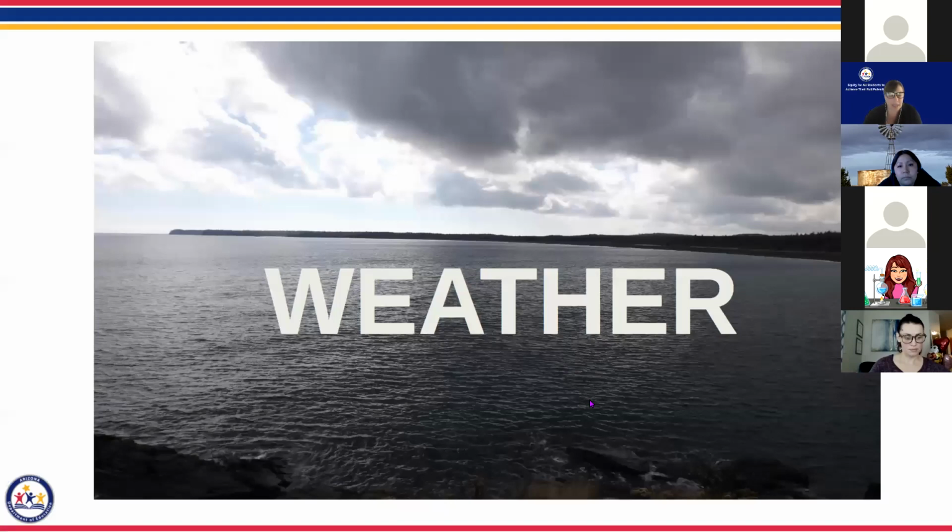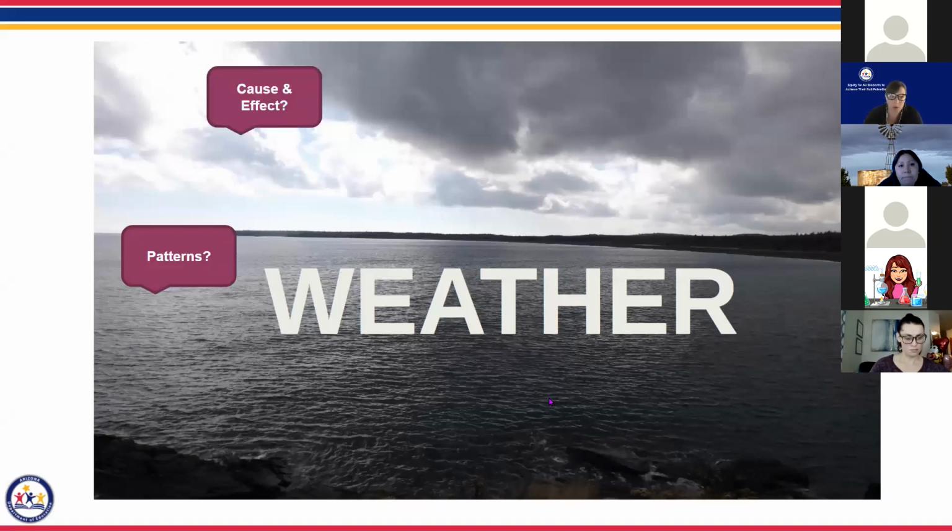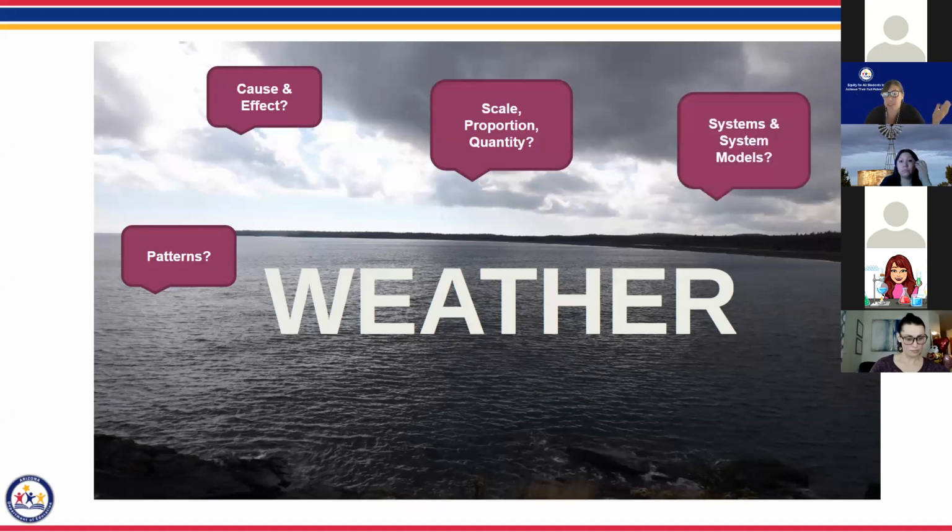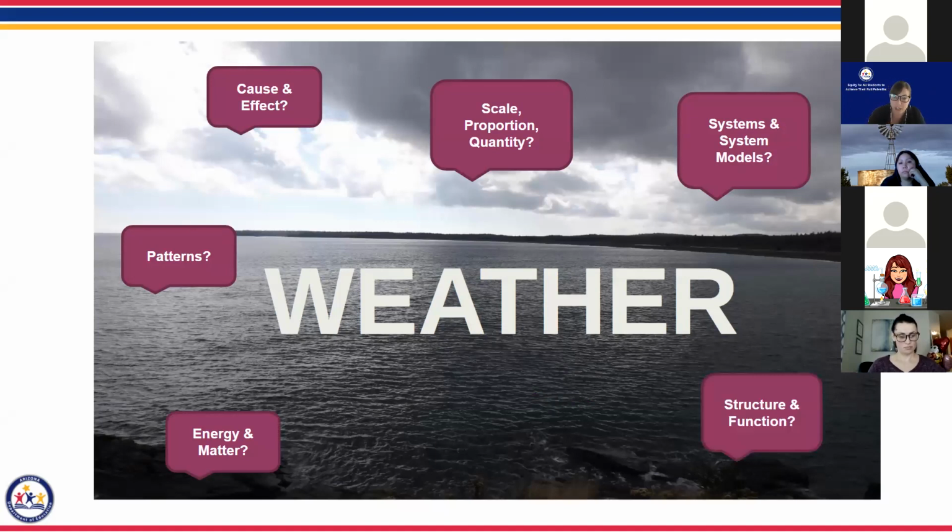And so let's just think about, like, maybe you're in a weather unit or you're studying something specific with weather. Could we look at patterns in data? Or could we look at how one thing causes something else to happen and figure out the mechanism that's causing it? Could we think about scale, proportion, and quantity in weather systems? How about systems and system models? Energy and matter, how energy cycles and flows through a system. Structure and function.